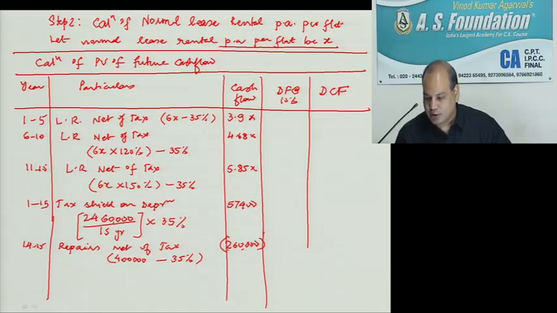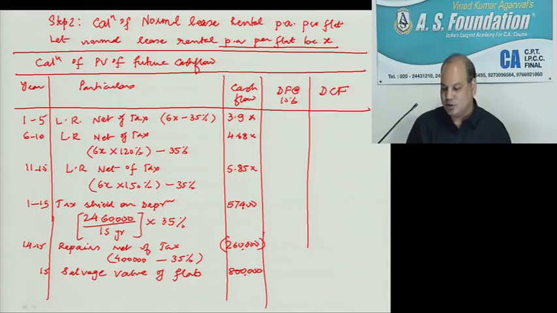Okay, one more thing. Year 15, salvage value. You have to visualize what is happening. How much is salvage value of flats? 8 lakh. Those who are taking one flat as a base, 8 lakh divided by 6. 2 lakh 60,000 divided by 6. Okay. Depreciation divided by 6. As you wish. Answer will be same.